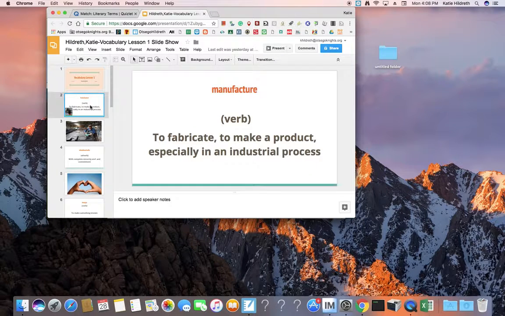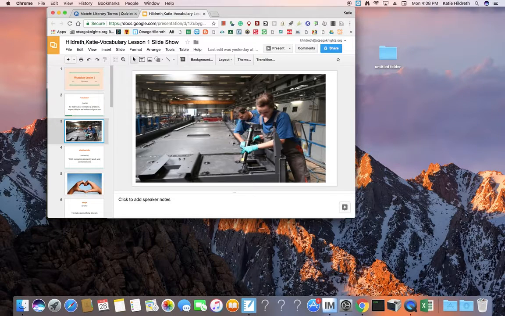So our first word is manufacture, and it's a verb. It means to fabricate, to make a product, especially in an industrial process. If you remember from yesterday, I talked about GM, General Motors, in our sentence. It's really anything related to a factory and creating a product, whether it's an automobile, a video game machine like an Xbox, but anything that is produced and made through a process, that would be to manufacture. The picture that I included was of two people putting pieces together on some kind of floor or big metal piece.